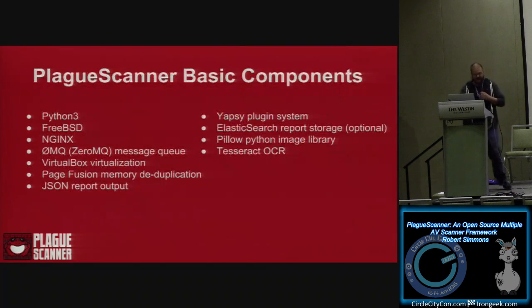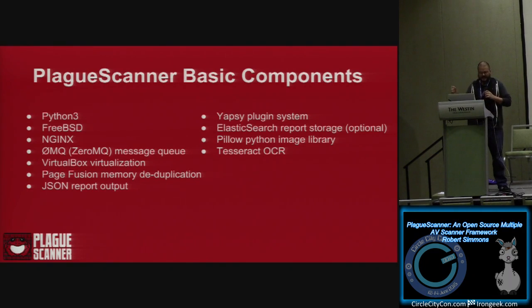So what are the basic PlagueScanner components? I've given this talk a few times already, and I've changed this slide a bit. The list on the left is the stuff that's in PlagueScanner and will be released today. The stuff on the right is stuff that I'm still doing more work on, and I'm giving a talk next week in Paris on PlagueScanner, and hopefully I'll have a few more components that I can move over here for more code releases.